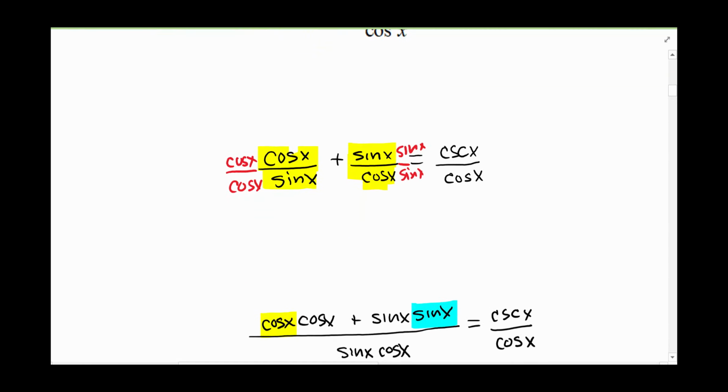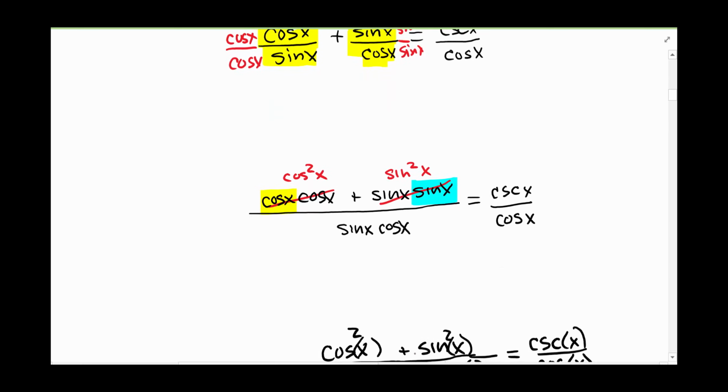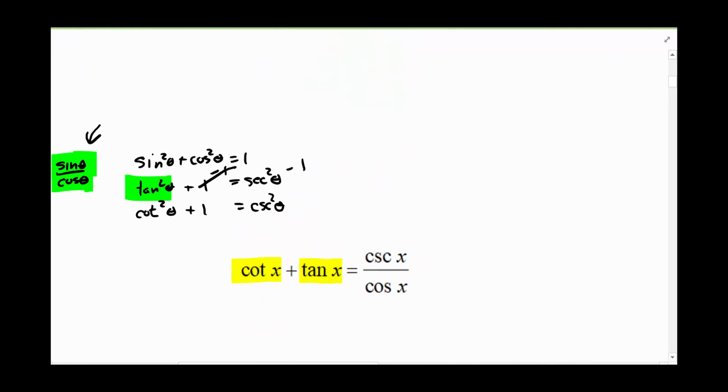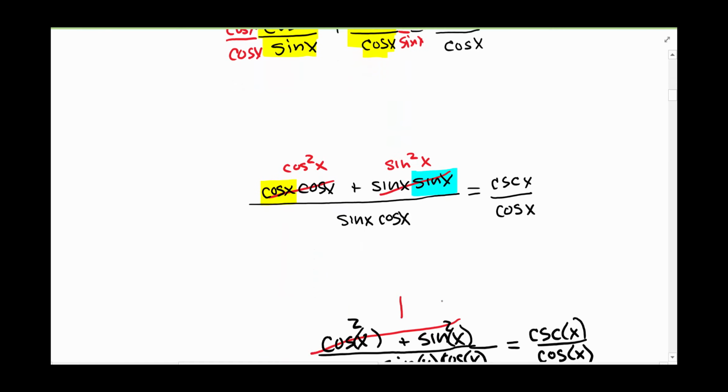Cosine times cosine is going to condense to cosine squared x. And this we can rewrite as sine squared x. Remember, when you add fractions with the same denominator, you can just combine them into 1 fraction. And then look at what we have in the numerator: cosine squared x plus sine squared x. Well, what does cosine squared x plus sine squared x equal? It equals 1. So we're going to be able to cancel all of this and put a 1.